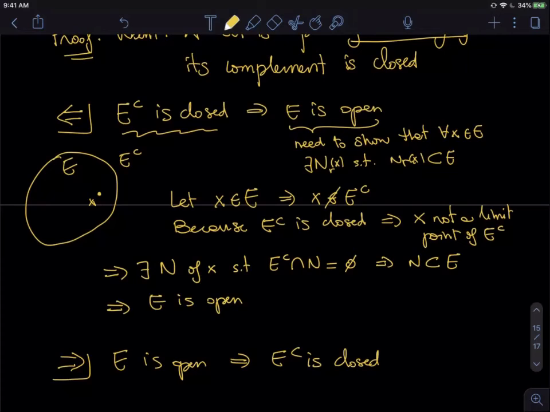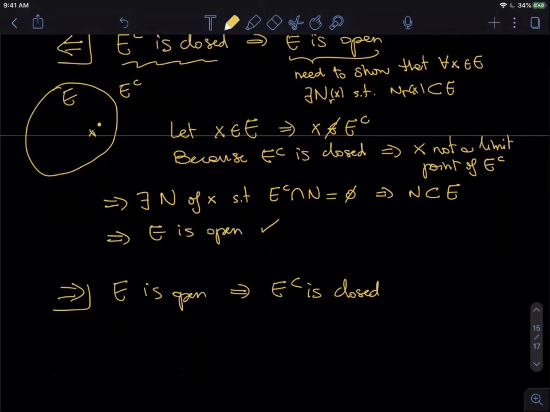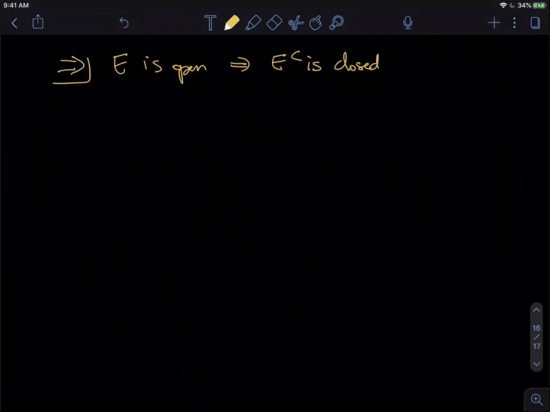Again, remember we were working with any point X of E. We chose a point X of E, and then using the property that E^C is closed, we have been able to show there is a neighborhood around X that is completely contained in E. Okay, that's the definition of E is open. So that finishes the first part. Now for the second part: if E is open, then E^C is closed.